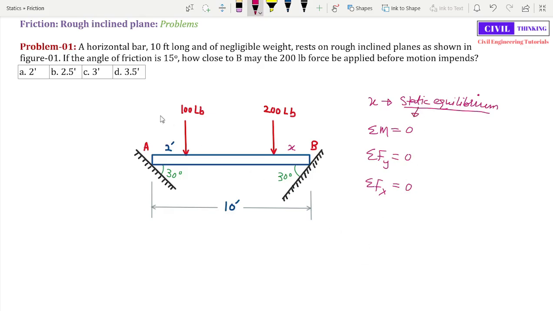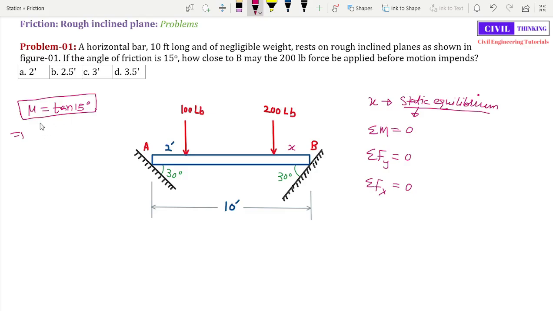Now before we apply these three equations, let us find some values. The angle of friction is 15 degrees. So we know the coefficient of friction mu is equal to tan of the angle of friction, because this is the formula we got from earlier classes. Now mu is equal to tangent of 15 degrees.